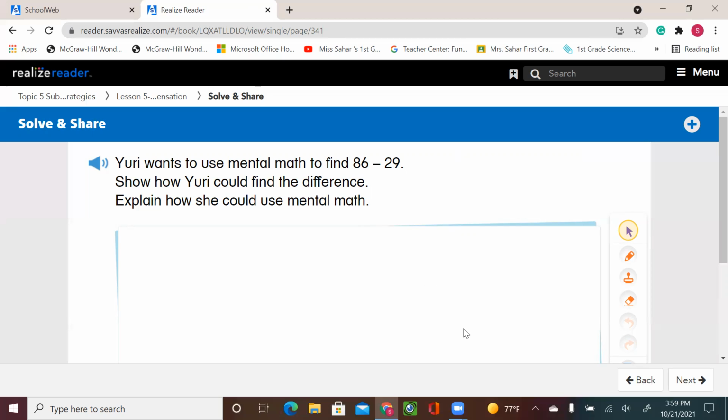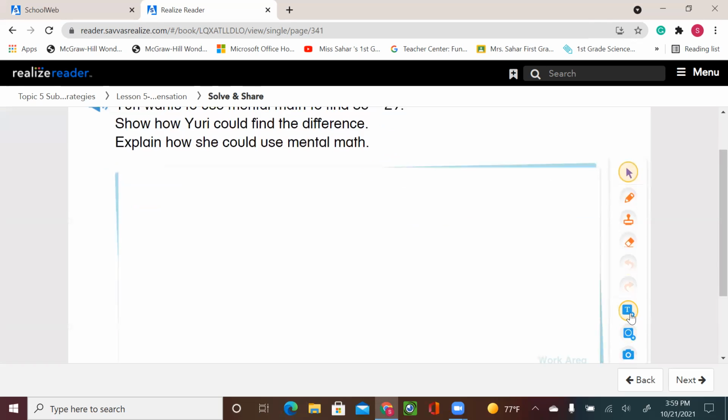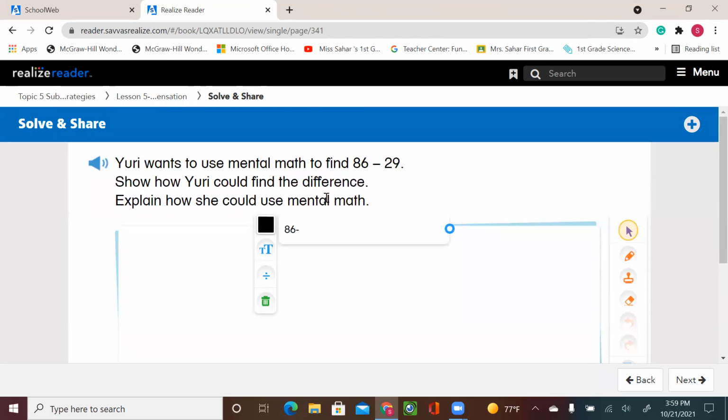Or we can use compensation, which is like adding a number to one of the addends, like the second style we just watched. So for example, if we say 86 minus 29 equals, I'm going to add 1 to the 29. That's the compensation style that we just learned.